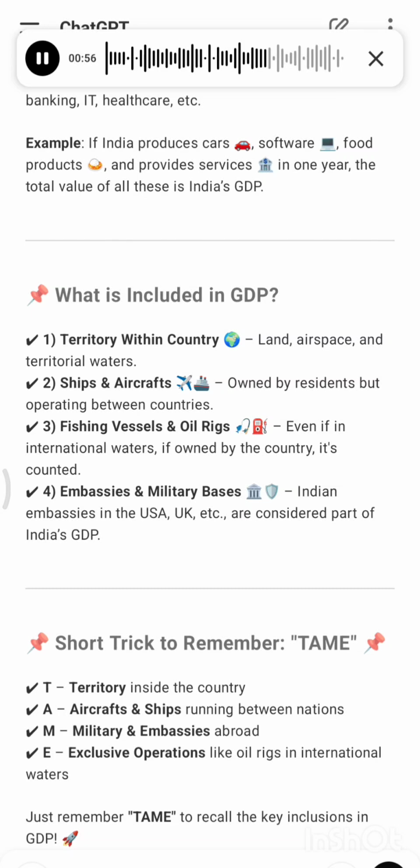4. Embassies and military bases. Indian embassies in the USA, UK, etc. are considered part of India's GDP. Short trick to remember: TAME. T, territory inside the country. A, aircraft and ships running between nations. M, military and embassies abroad. E, exclusive operations like oil rigs in international waters. Just remember TAME to recall the key inclusions in GDP.